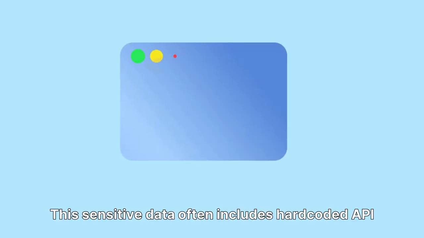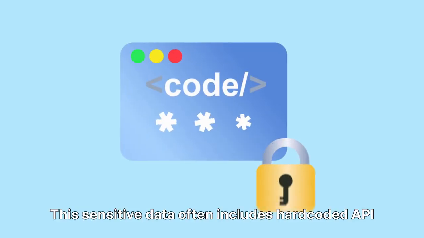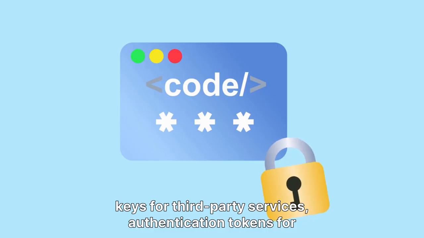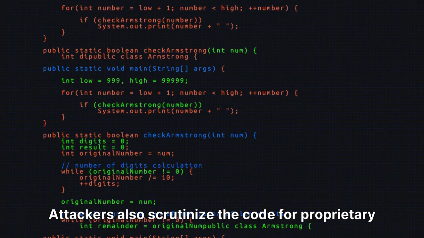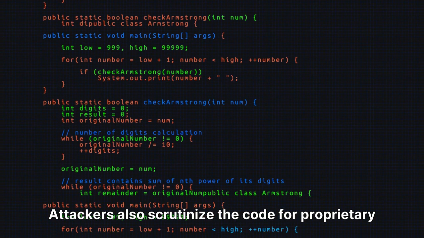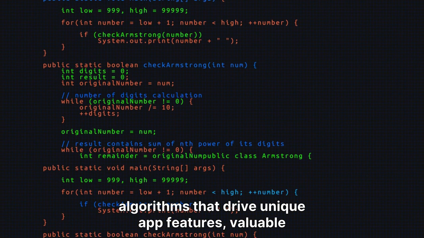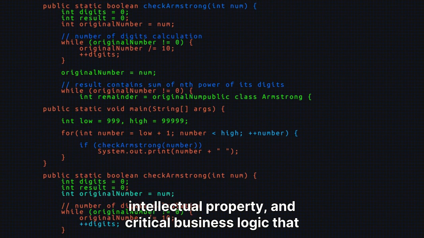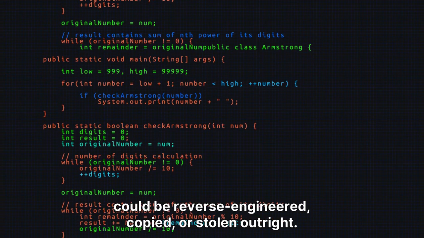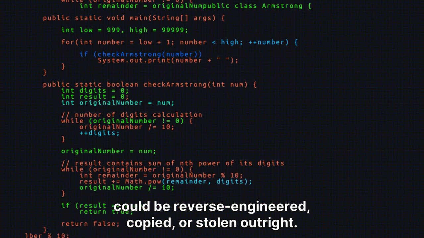This sensitive data often includes hard-coded API keys for third-party services, authentication tokens for secure sessions, and credentials that provide unauthorized access to backend services or user accounts. Attackers also scrutinize the code for proprietary algorithms that drive unique app features, valuable intellectual property, and critical business logic that could be reverse engineered, copied, or stolen outright.